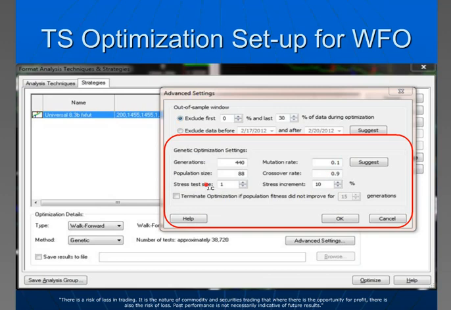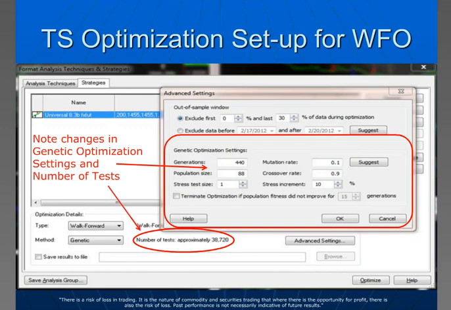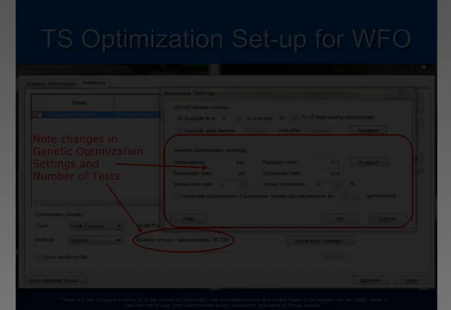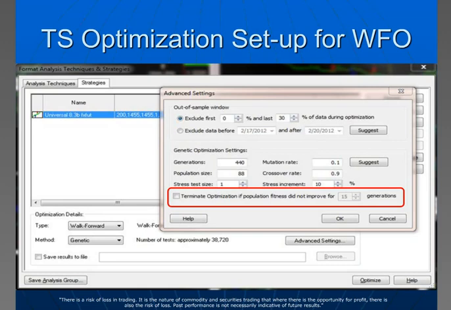Don't worry about that now. It's also going to set a stress test to 1 at 10%. Don't worry about that either. We'll cover that later this month. But notice, instead of having 10,000 tests, now we're going to have, come on, Bertha. We're going to have 38,720 tests. That results in, note the changes in the genetic optimization tests and the number of tests coming forward. This is all the setup before we do anything.